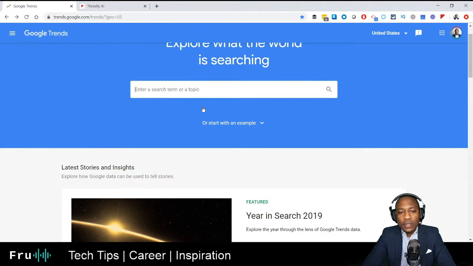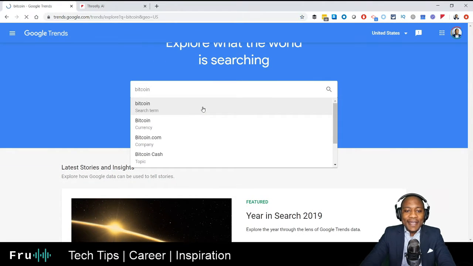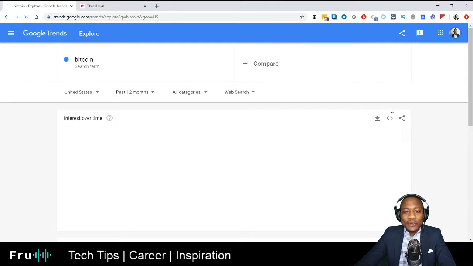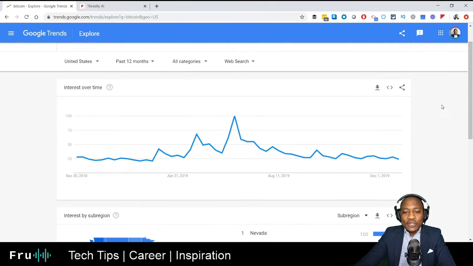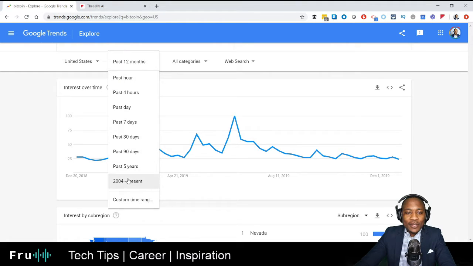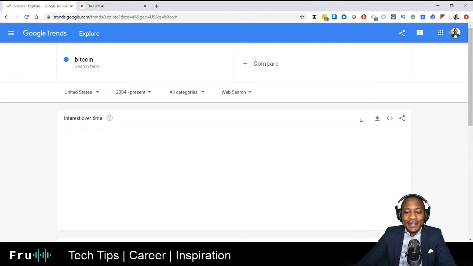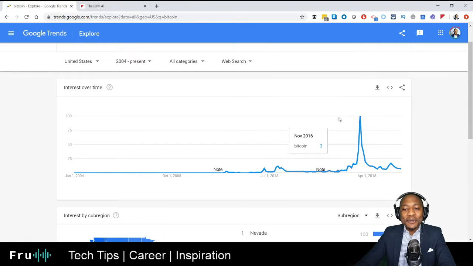Let's do Bitcoin. This is like the de facto one that everybody needs to pay attention to. So let's see Bitcoin all the way from 2004 to present. All right, watch what happens. The reason why I included Bitcoin in here is because this graph is just drastic.